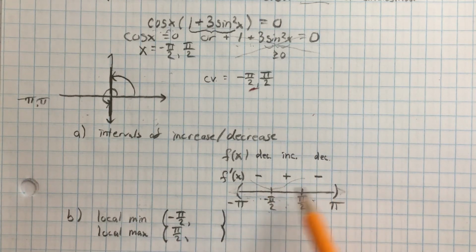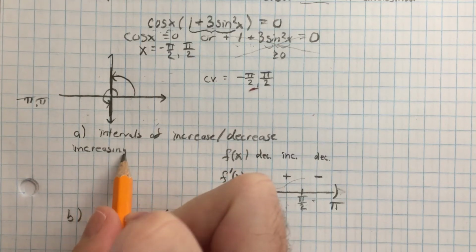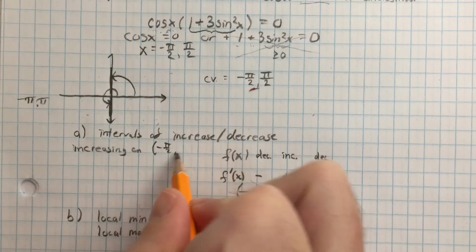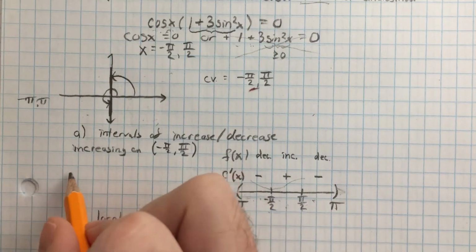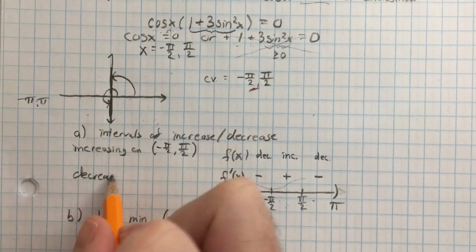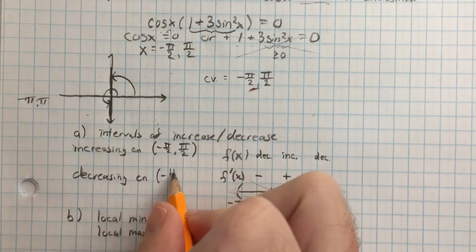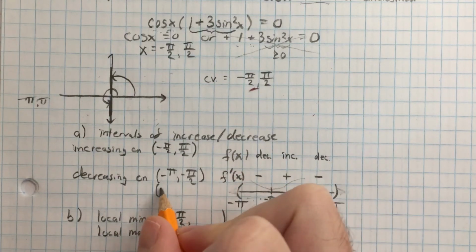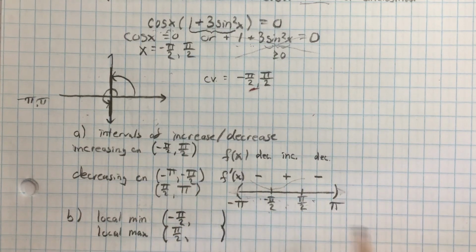So now the intervals of increase and decrease are obvious from the picture here. So increasing on what? Negative pi on 2 to pi on 2, not inclusive of the endpoints in all these problems, and decreasing on everything else. Negative pi to negative pi on 2, and pi on 2 to pi. All right, so we just need to figure out the values here.